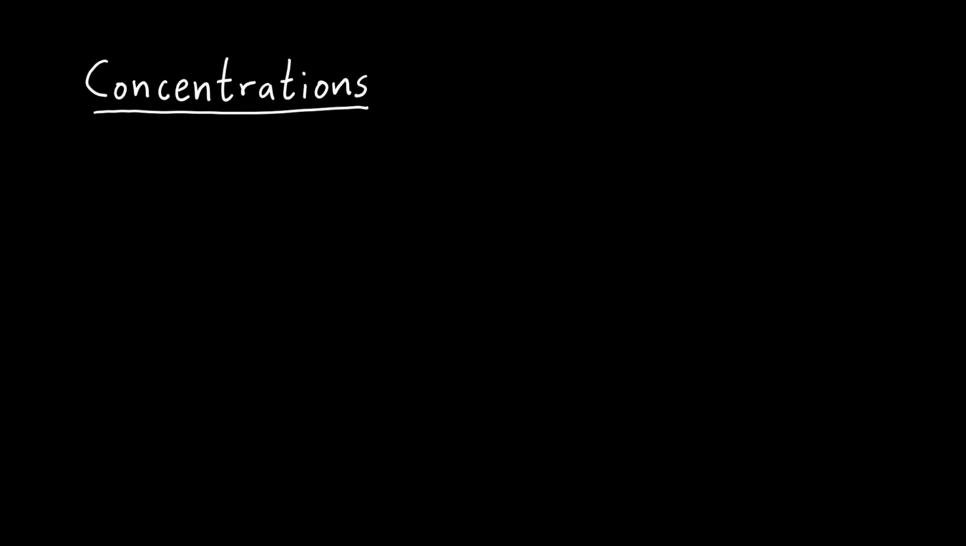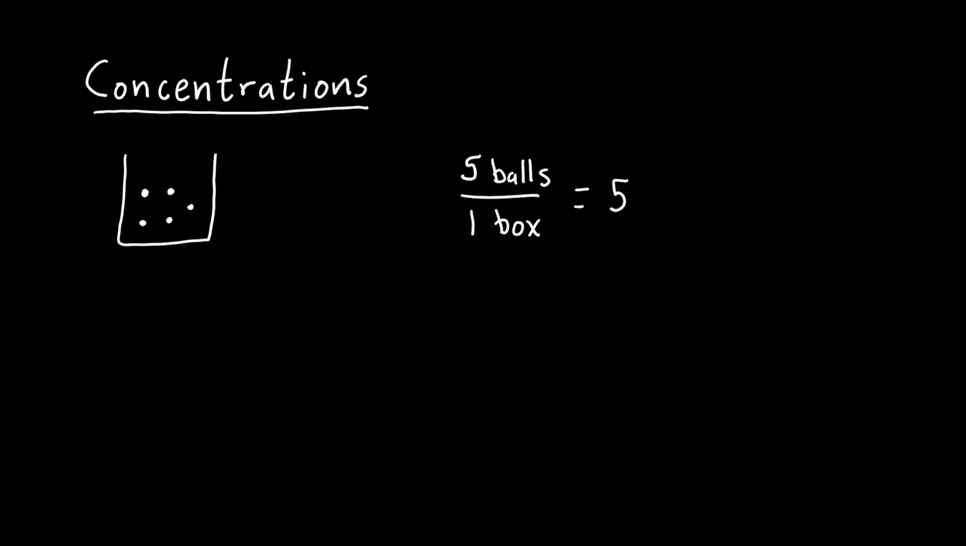So one way we can think about this is if we make a box, and if we put a few balls in the box. So let's put 5 here. Then the concentration of balls in the box would be 5 balls per 1 box. So here with our arbitrary units, the concentration would be 5.